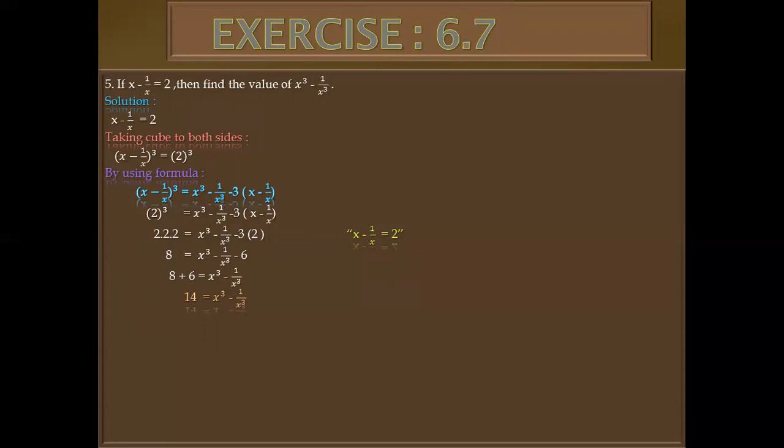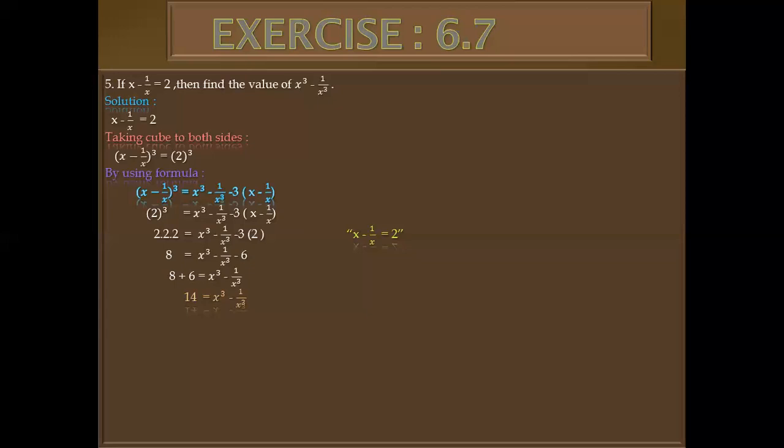Again the same steps. In the first step, what will we do? We take the cube of both sides. If you do not take the cube, then we cannot apply the formula and we will be unable to find x cube minus 1 over x cube. (x minus 1 over x) whole cube is equal to x cube minus 1 over x cube minus 3 into (x minus 1 over x). Now this formula shows that we can put the value of x minus 1 over x on both sides.